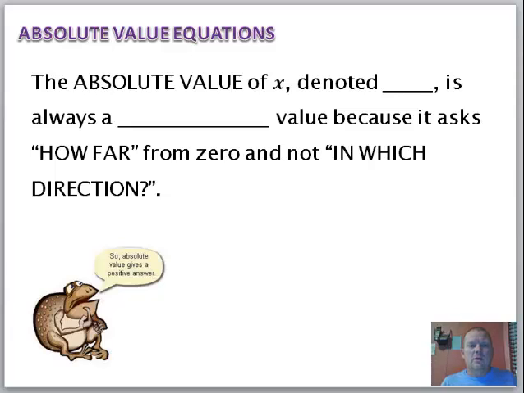The next thing we need to look at is that the absolute value of x is denoted using these bars. Let me put the x inside. It's always positive, because it's a distance. It asks how far from zero, not in which direction, but how far. Simple as that.